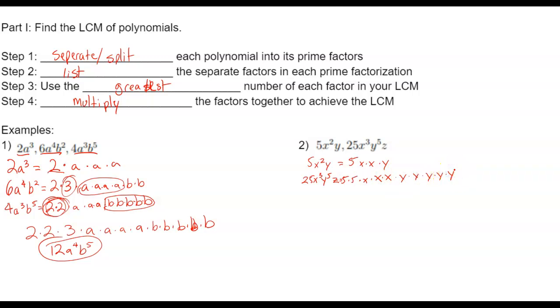Okay, and now we list the biggest pieces. Most number of each piece. So I have a 5 times 5 here, so I have 5 times 5 in my LCM. Right here, to label it. I have x and x, and then I have 3 x's, so this will be my biggest number of x's. And then my biggest number of y's is right here.